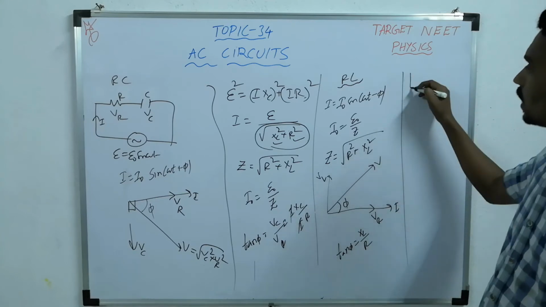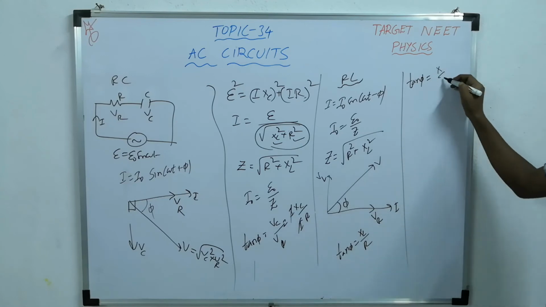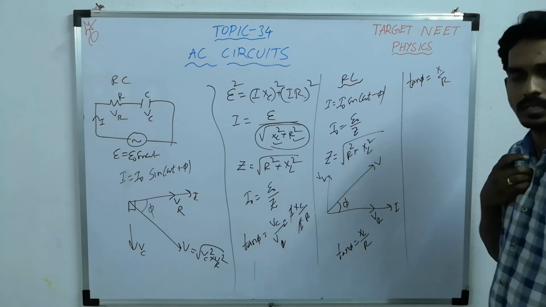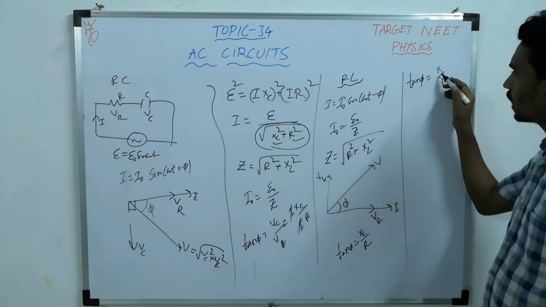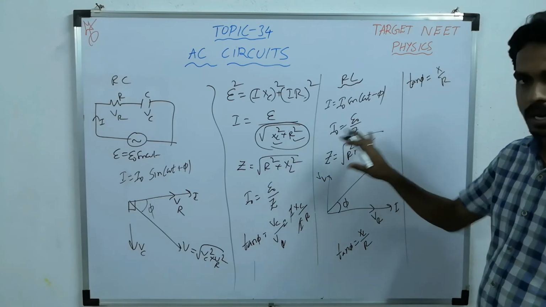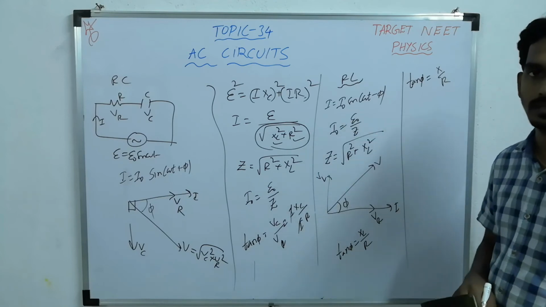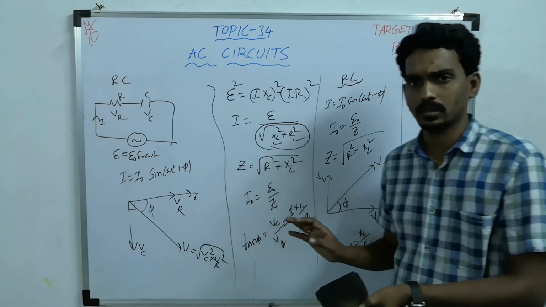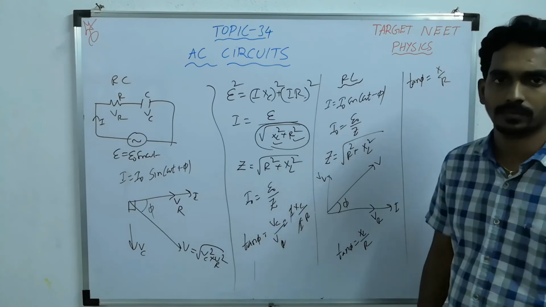So what is the generalized formula for phase difference? Reactance by resistance. This is how you can remember the formulas based on AC circuits. If you remember the formula, they will give a direct question. So you just have to substitute, but the calculation becomes very tough.